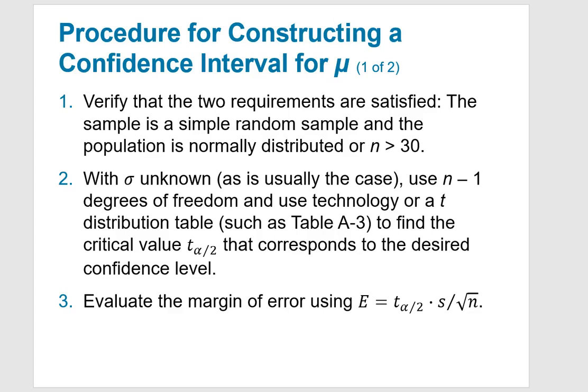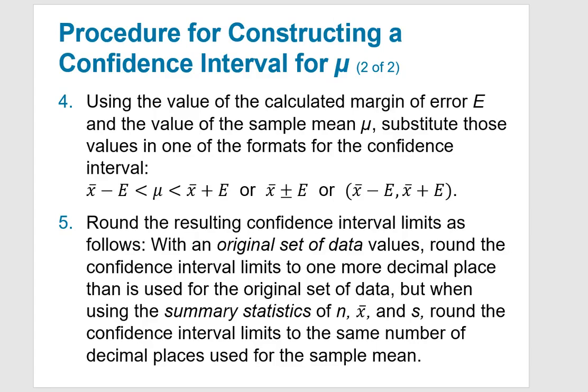Number three, evaluate your margin of error using this formula, which should look very similar. You have your critical value, and then here is your standard deviation, but it is being adjusted to get rid of that bias. Then number 4, we're going to use that error to create our confidence interval, and again, there are 3 different ways you can write it. And then number 5, make sure you're rounding correctly. Rounding should be done to the same number of decimal places as the original data.